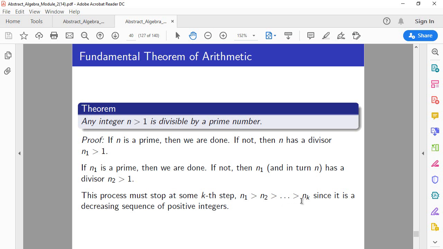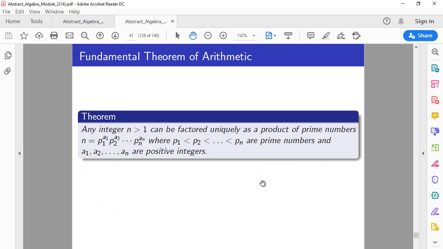Let's say at the kth step, we get this integer divisor nk greater than 1, and it doesn't have any more divisors, so therefore nk has to be a prime number. But nk is of course a divisor of n. So again, a divisor of a divisor of n is a divisor of n, right? So nk would be a prime divisor of n in that case.